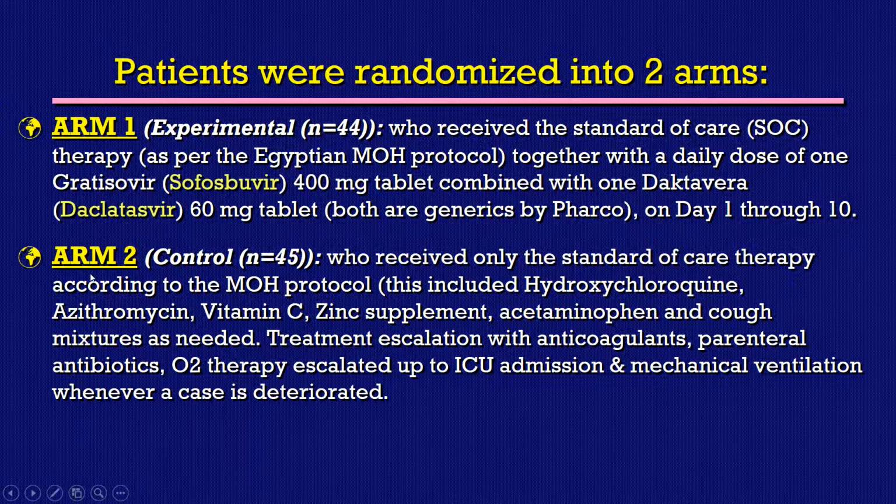Arm 2, the control group, were 45 patients who received only the standard of care therapy according to the Ministry of Health protocol, and this included the hydroxychloroquine, azithromycin, vitamin C, zinc supplement, acetaminophen, and the cough mixtures as needed, and treatment escalation with anticoagulation or parenteral antibiotics or oxygen therapy according to the case progress in the ward.